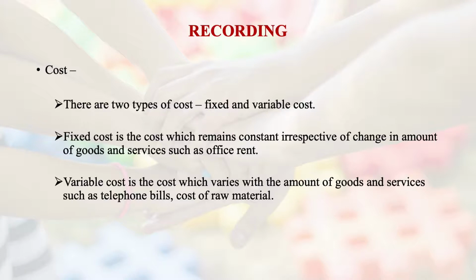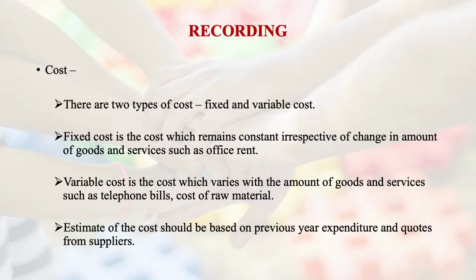Now you would be questioning why the cost of raw material comes out to be a variable cost. Suppose there is a rise in the raw material market, the prices of the raw material increase. Then whenever you purchase that, the supplier is going to give you the raw material at a higher price. So the cost of raw material also comes under the variable cost. The estimates of the costs are usually based on previous year expenditure, and the quotes from the suppliers are gathered, and then only the budget is prepared.